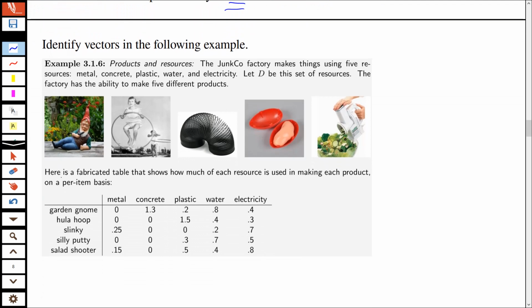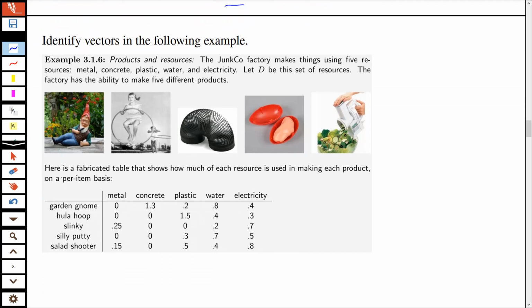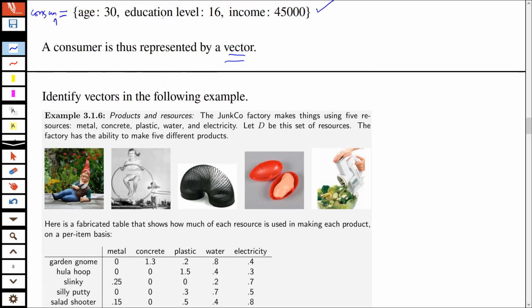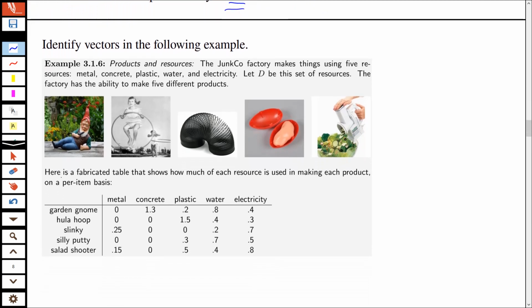Now let's move on. This is even more interesting. Here I have a more elaborate example of this attribute-value idea. Let's say we have products and resources. There is a factory which makes things using 5 resources. It uses metal, concrete, plastic, water, and electricity. How many resources? 1, 2, 3, 4, 5.